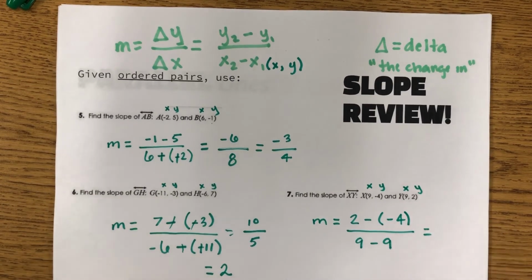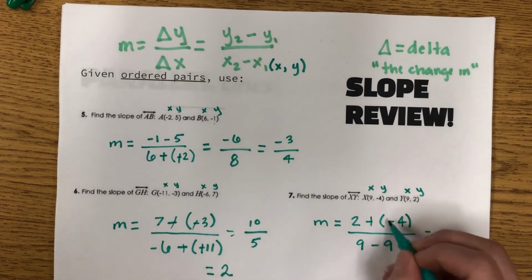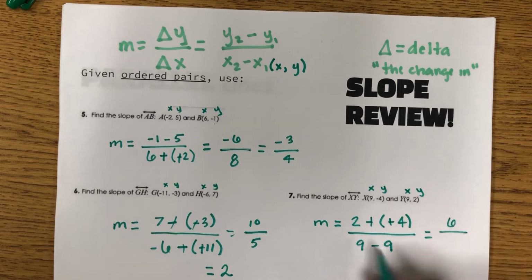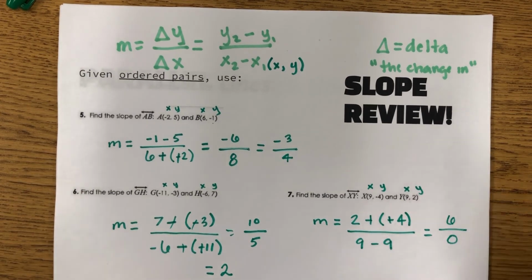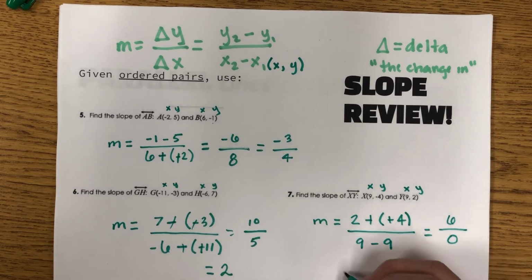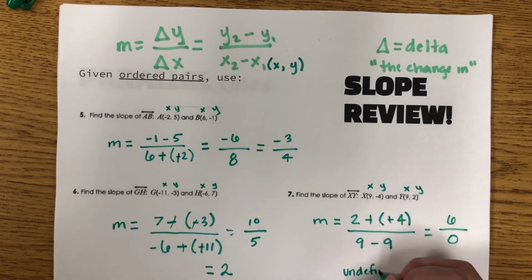So let's go ahead and get this solved. So 2 minus a negative is a positive. That is 6 over 9 minus 9, which is 0. Anytime 0 is in the denominator, that is undefined. So our answer would be undefined.